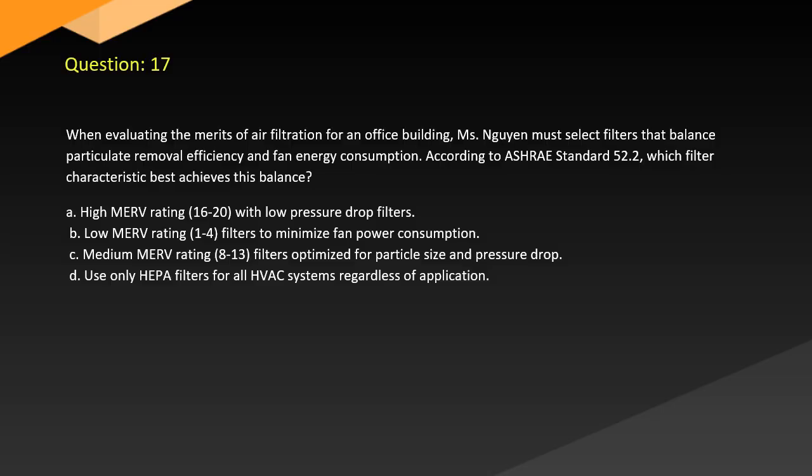Question 17. When evaluating the merits of air filtration for an office building, the engineer is new and must select filters that balance particulate removal efficiency and fan energy consumption. According to ASHRAE Standard 52.2, which filter characteristic best achieves this balance? A. High MERV rating 16-20 with low pressure drop filters. B. Low MERV rating 1-4 filters to minimize fan power consumption. C. Medium MERV rating 8-13 filters optimized for particle size and pressure drop. D. Use only HEPA filters for all HVAC systems regardless of application.